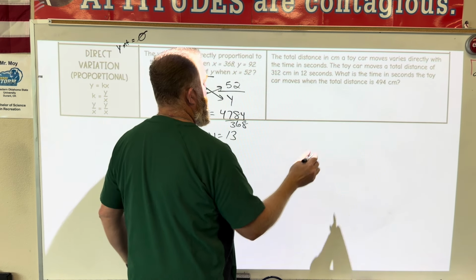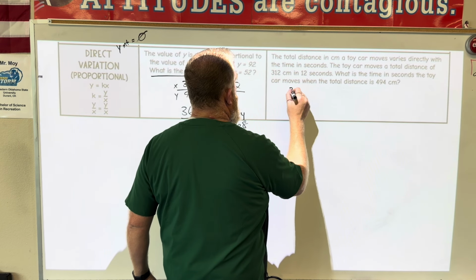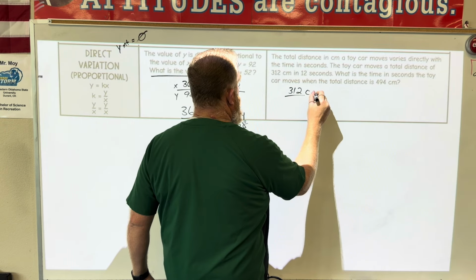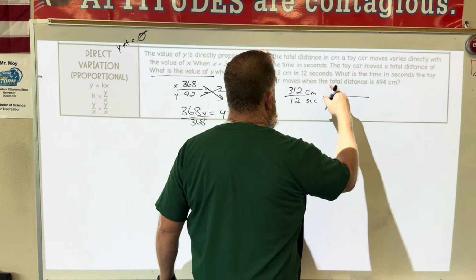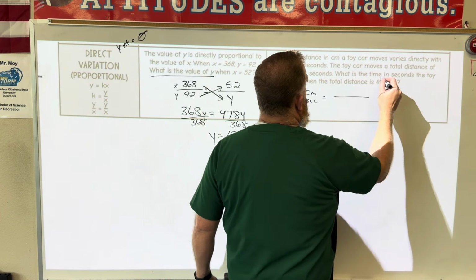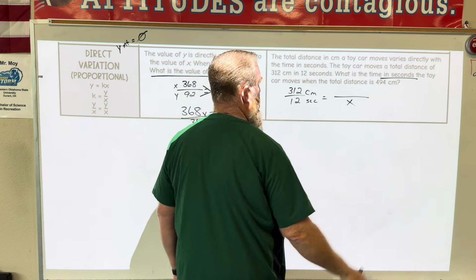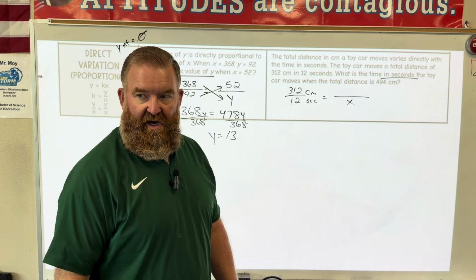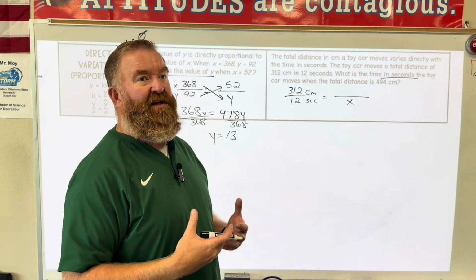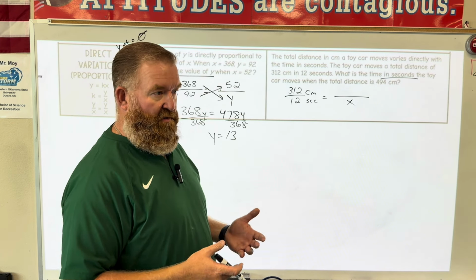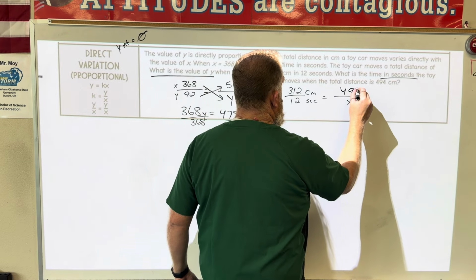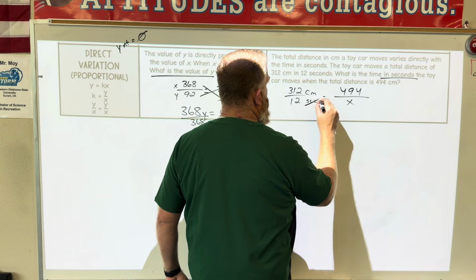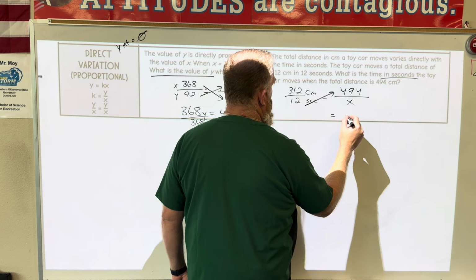All right, here we go. The toy car moves a total distance of 312 centimeters in 12 seconds, yes? So they want to know how many seconds. So this is what they're looking for. Remember, word problem, what did I tell you? What are they trying to look for? What do they want you to figure out? How many seconds? It went 494. All right, let's multiply. What's 12 times 494?